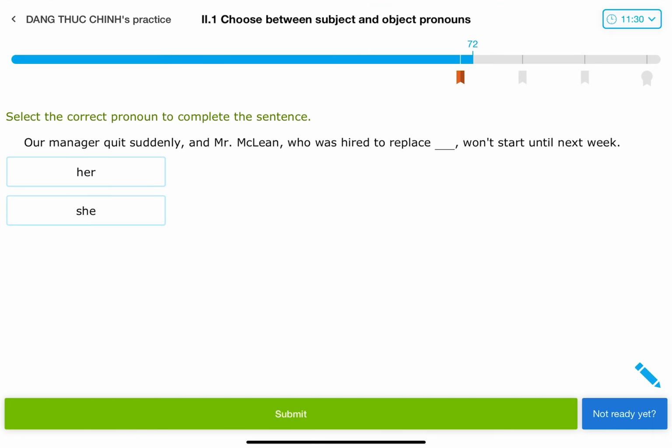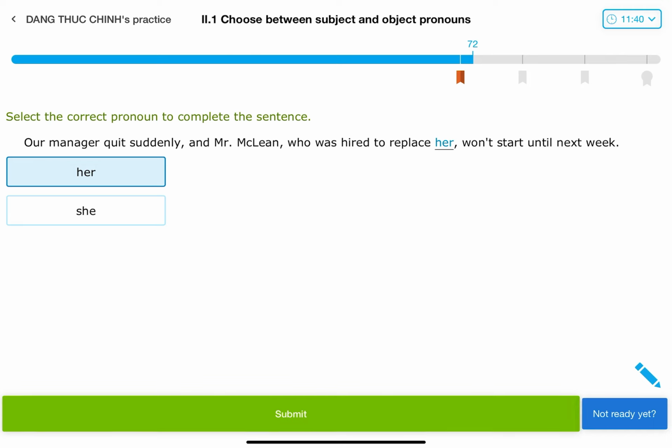Our manager quit suddenly, and Mr. McLean, who's hired to replace her, won't start until next week. Okay, "replace" is kind of like an action verb, you know, replace something with something. It's an action verb, and an action verb only stands before an object pronoun, so we would use "her."